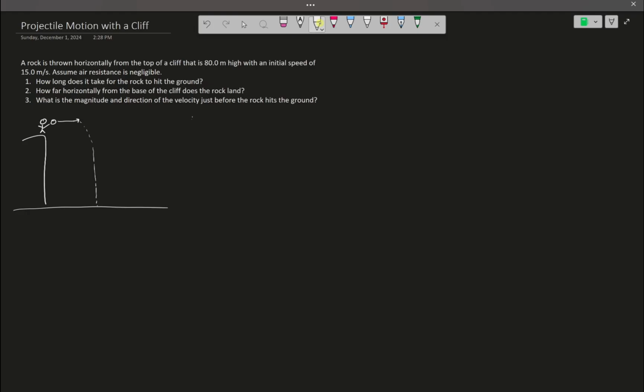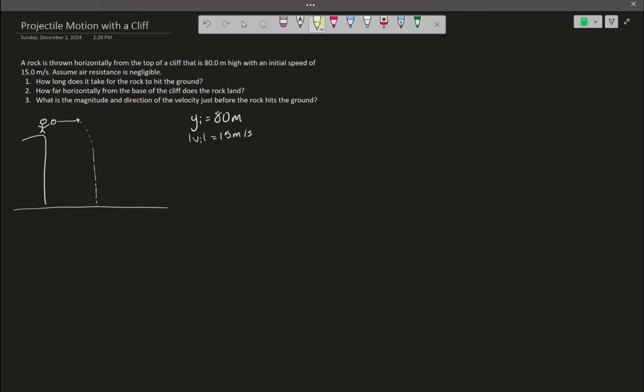Since it's starting at the top, that's going to be my initial position, 80 meters. And it has an initial speed of 15 meters per second. So we were given an initial speed of 15 meters per second. One thing that I need to consider is that I am given speed and I need velocity.